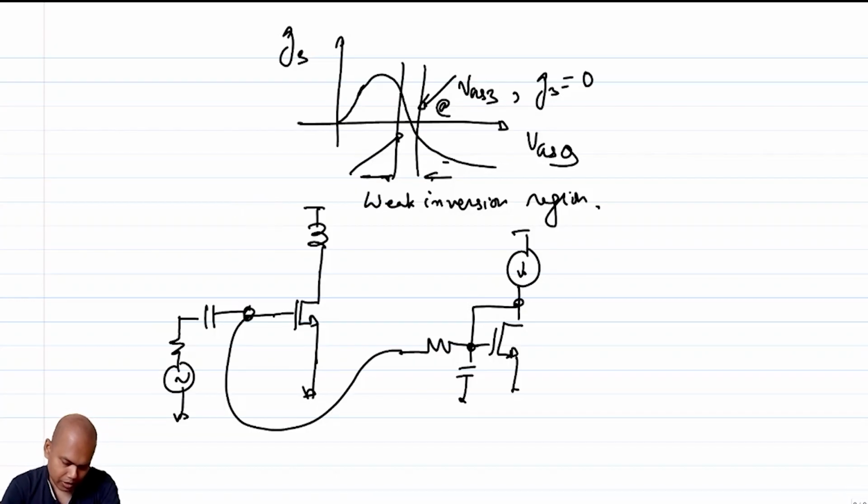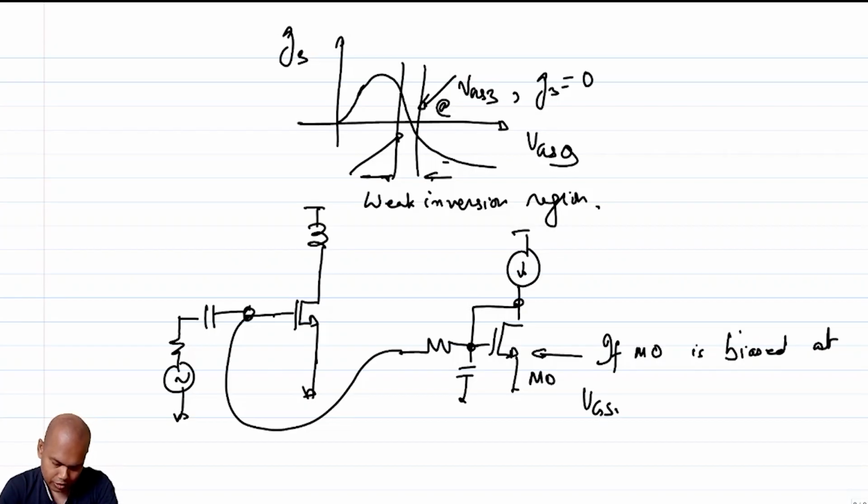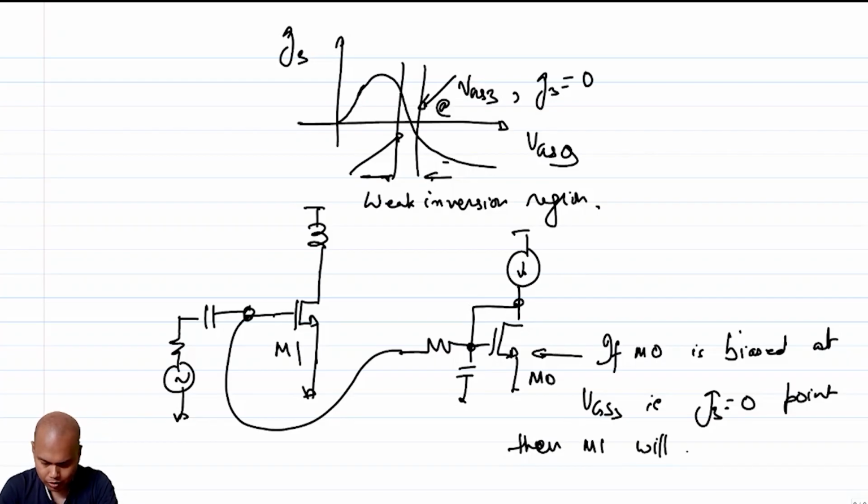So, which means that ideally, if this transistor M0 is biased at VGS3, i.e. the G3 equal to 0 point, then M1 will also be biased at G3 equal to 0, right? But this makes an assumption that M0 and M1 are identical.